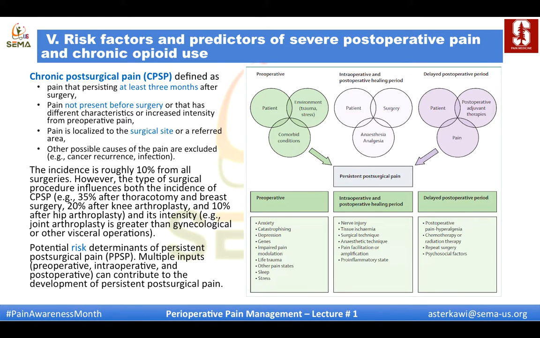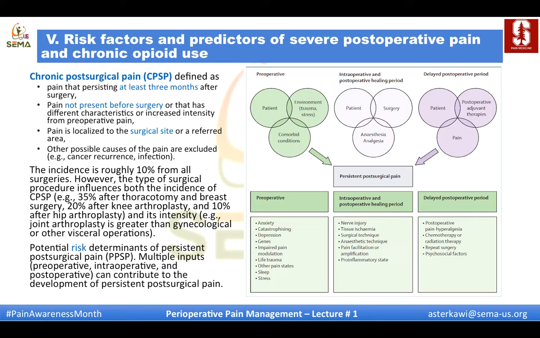I mentioned to you earlier chronic post-surgical pain, which is defined as pain that persists at least 3 months after surgery, pain not present before surgery or that has different characteristics or increased intensity from preoperative pain. Pain is localized to the surgical site or a referred area. Other possible causes of pain are excluded: cancer recurrence, infection. Roughly the incidence is about 10% from all comers, all surgeries. However, the type of surgical procedure influences both the incidence and severity. They are more common in thoracotomy, breast surgery, and knee arthroplasty.